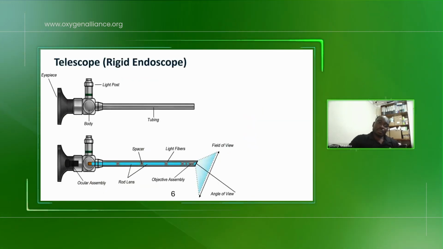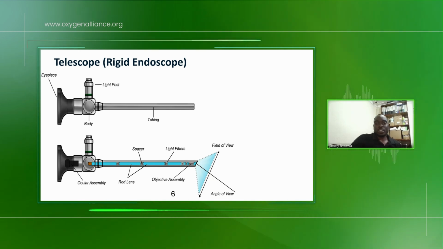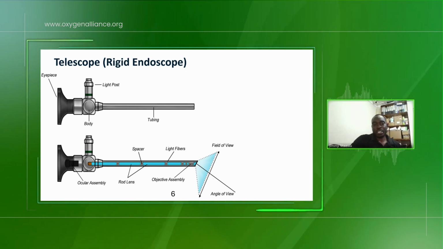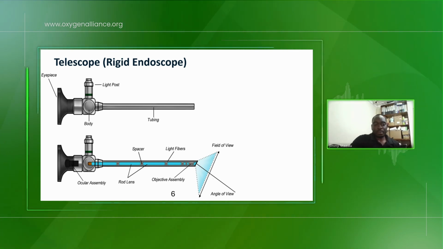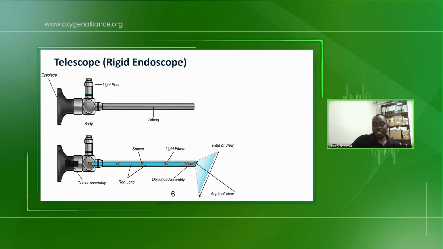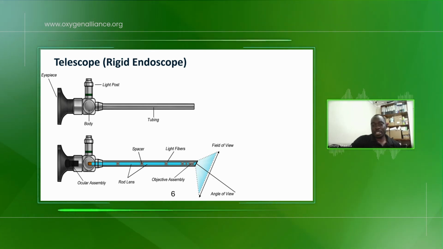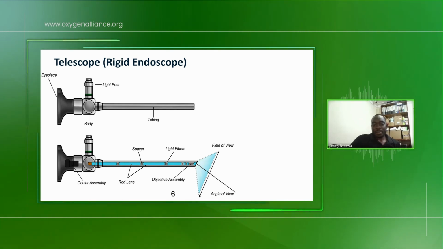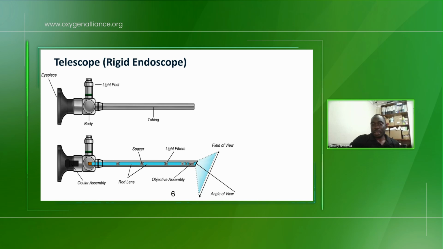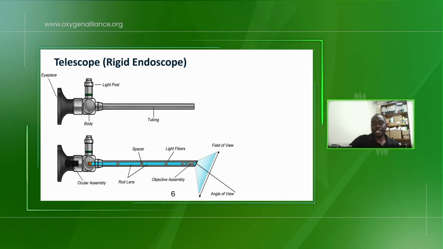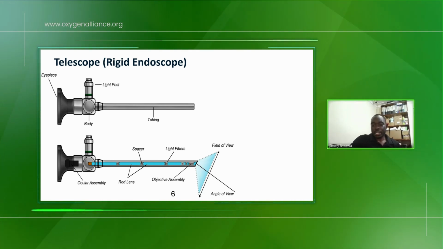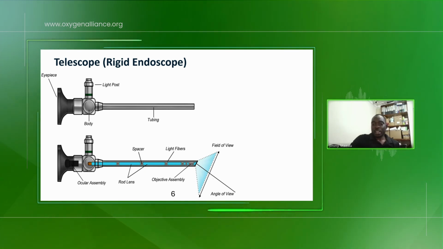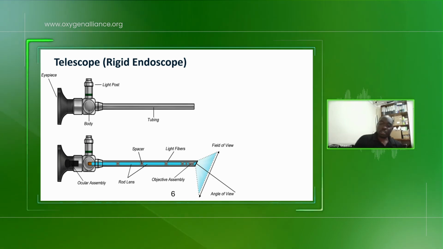Telescope is another name we use for rigid endoscope. Some of the parts are the eyepiece where we connect the camera head, and the light post where we connect the light guides. It has an assembly of the rod lens, the objective assembly, and the spacers. These ones form the camera, and we are able to visualize the image on the monitor. We have light fibers, of course. These are also for lighting when we are inside the patient. So they have different angles. That means they have different types. So the field of view can vary from one telescope to another depending on the doctor's preferences.